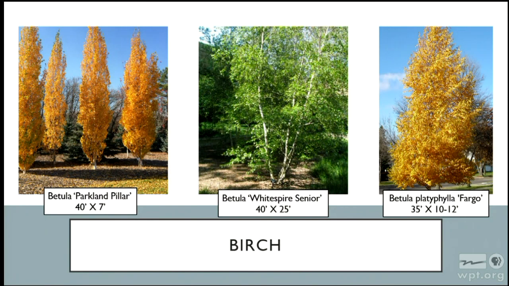Anyway, these are a couple of really narrow varieties. The Park Pillar, really a 7-foot width. That's just crazy. It's just a spike. Senior R, again, it's 25 feet wide, but normally they get wider than that. And the Fargo there at 10 to 12. Beautiful yellow fall color. It is a great plant. I've tried other varieties, Himalaya and some other things like that. We've never, to date, found a great white birch that is not going to be susceptible to borer, unfortunately. Great plant other than that, though.